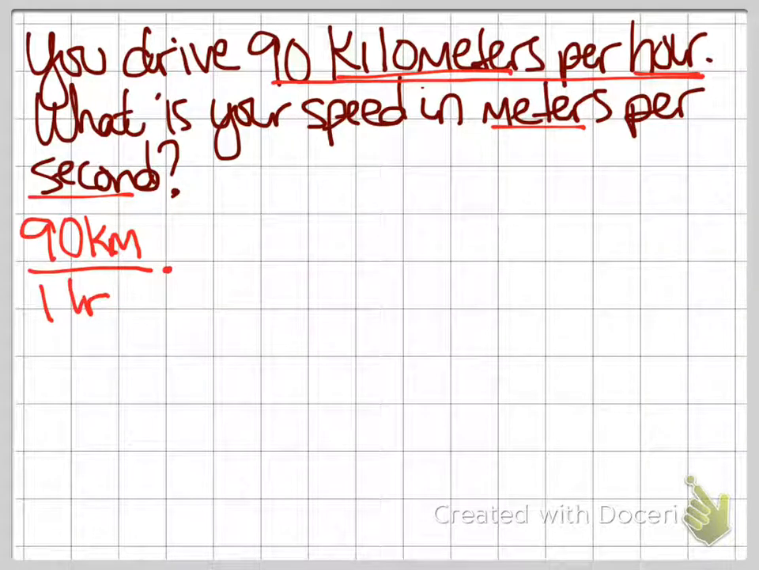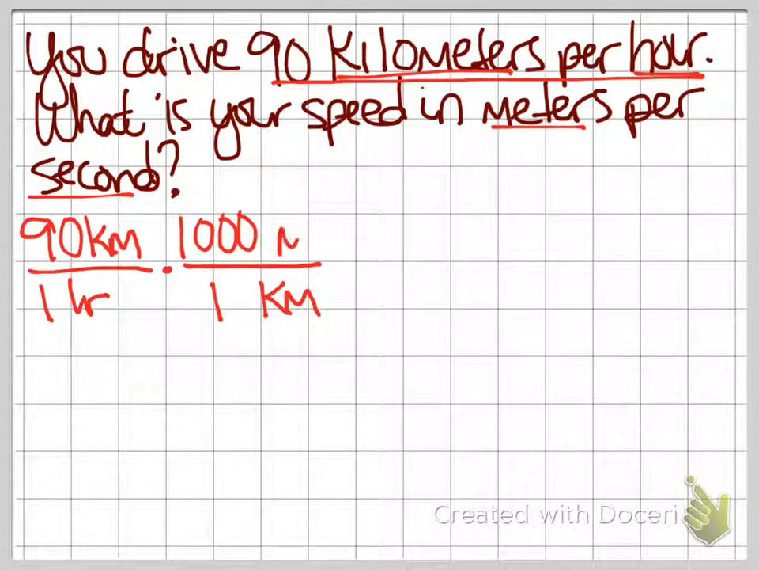Well, now we need to change kilometers. So in order for kilometers to change into meters, we need to have kilometers on the top and kilometers on the bottom, so the units will cancel. And we know that 1 kilometer is the same as 1,000 meters. So this is our conversion factor. So once we've got our kilometers to cancel out, we're left with meters.